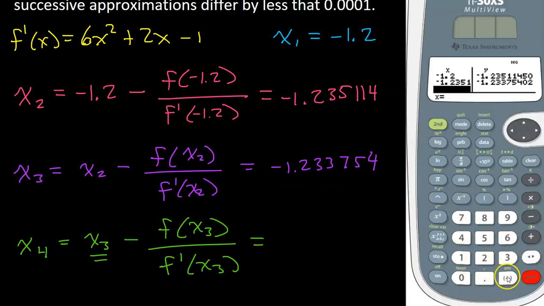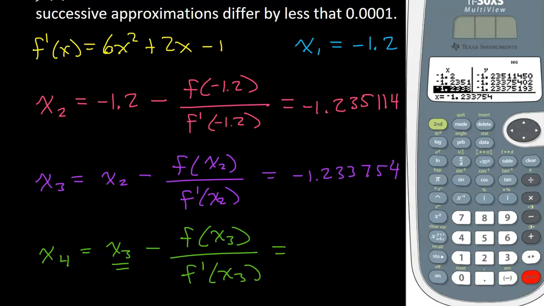So I will do my negative 1.233754. So my new guess is negative 1.233751.